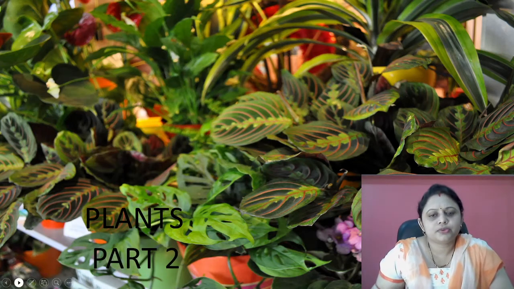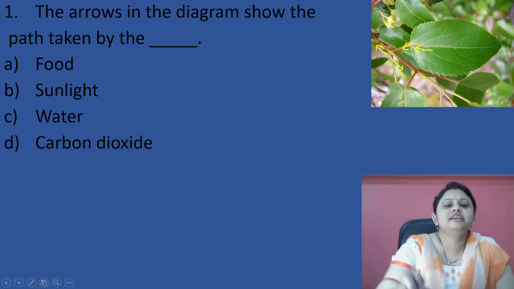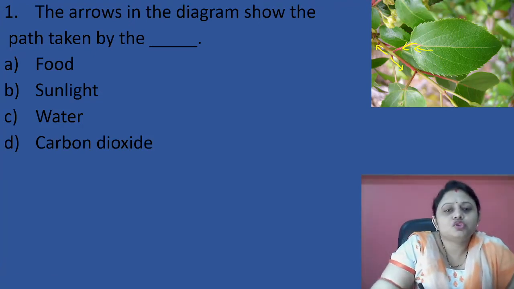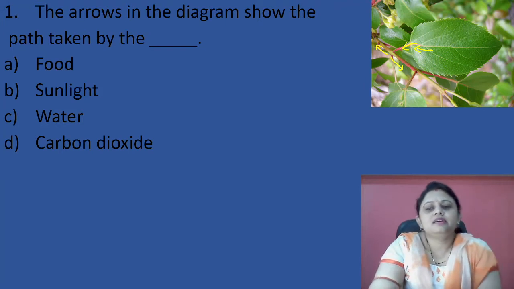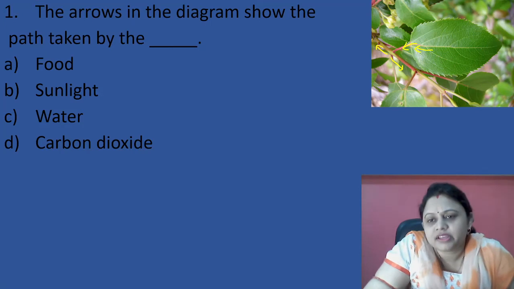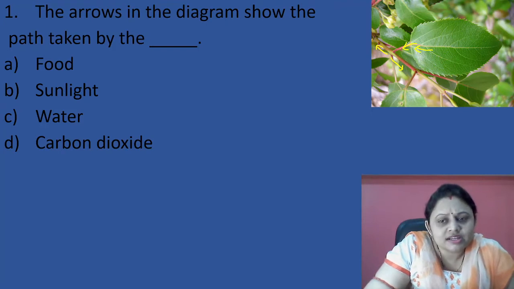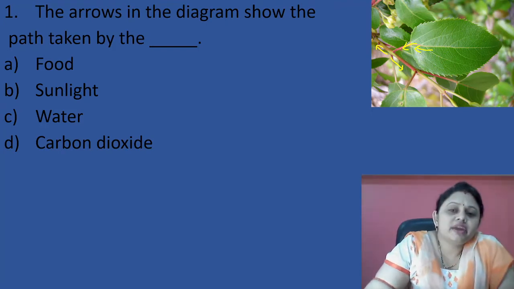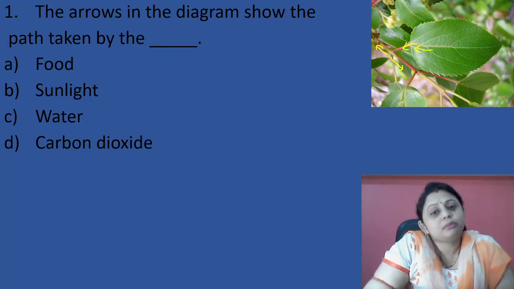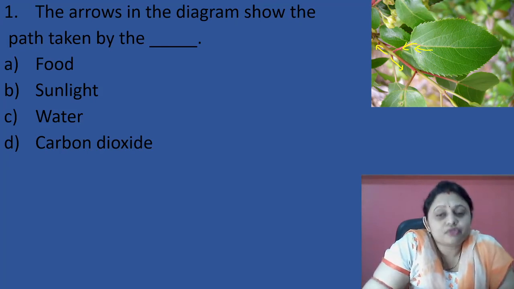Let's start. Our first question is, the arrows in the diagram show the path taken by the dash. See here, there is a plant, there is a leaf, and there are some arrow marks in yellow color. What is the direction of the arrow mark? It is from leaves towards the stem. So can you guess what may be the substance which is supplied from leaf to stems or other parts of the plants?